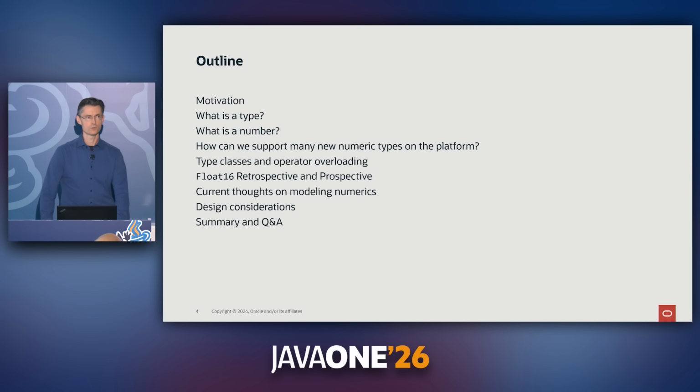So a quick outline of what we'll be discussing after some motivation. We'll have a discussion about what is a type and what is a number, so we can better understand what numeric types are exactly. And then ways we could go about supporting numeric types on the platform. In particular, I'll talk about type classes and operator overloading as new features we're looking into. We've already put float16 into the platform as an incubating type in the vector API, so I'll talk about some experiences and lessons we've learned from doing that. And at the end, have some thoughts about modeling semantics, design considerations, including the design of the numerics of the new types we're working on, and then a little summary and Q and A.